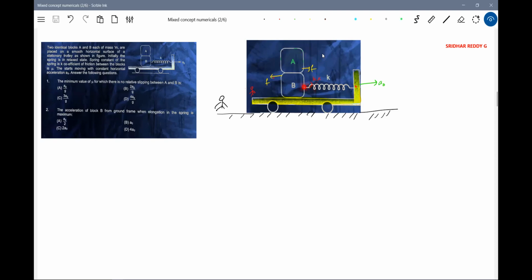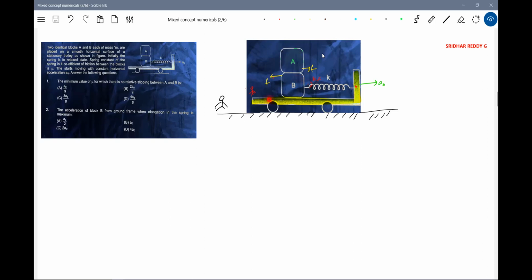Both must have the same acceleration. There should not be any relative motion. And now at maximum elongation, or some elongation x, we'll take it. The work done by spring force and work done by friction should be equal and opposite in the ground frame. I think this will only accelerate the blocks here, no?